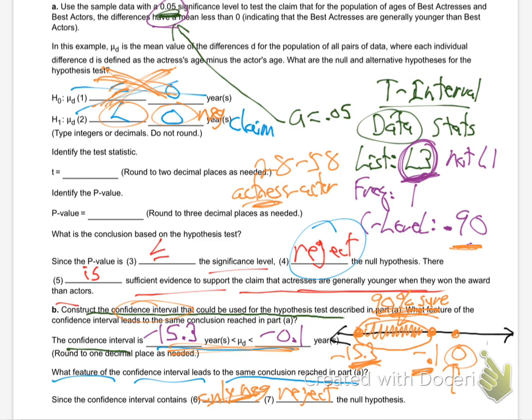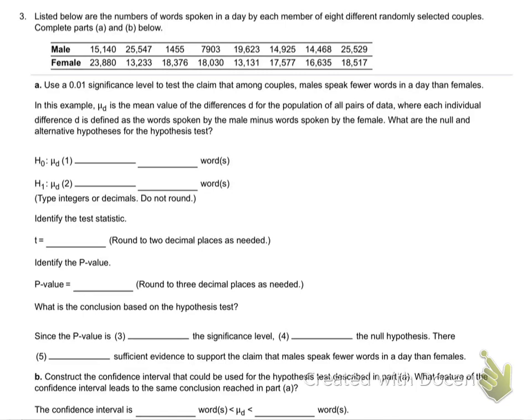0 is not in that interval. They can't equal 0. We're 90% sure it's less than 0. There we go. Okay, so I'm on to number 3. I skipped number 2 because it's the same. There's nothing new about number 2. It's just the same as number 1. Number 3 has a couple slight differences, so I want to go over this one with you.